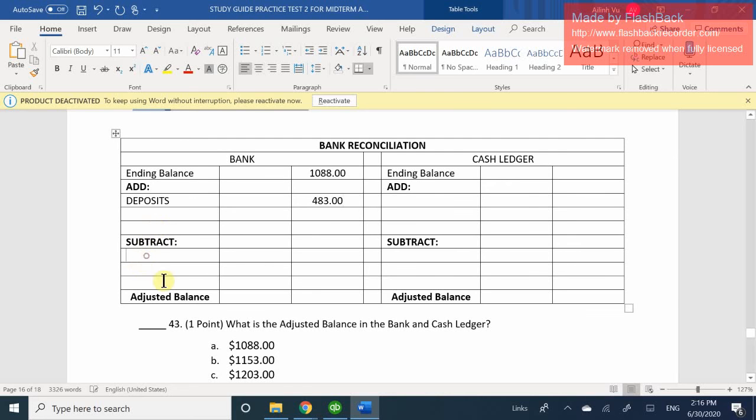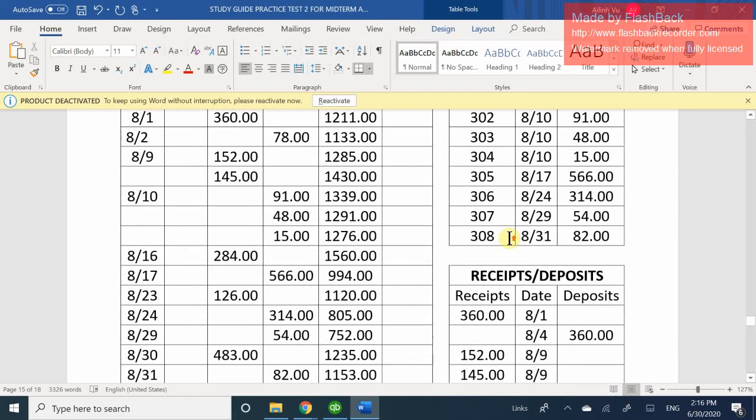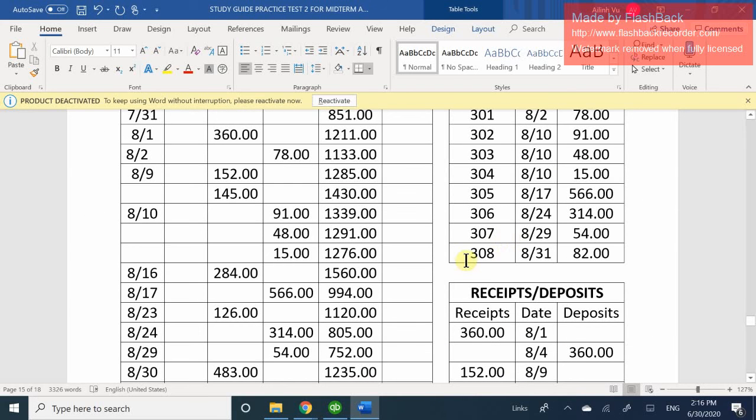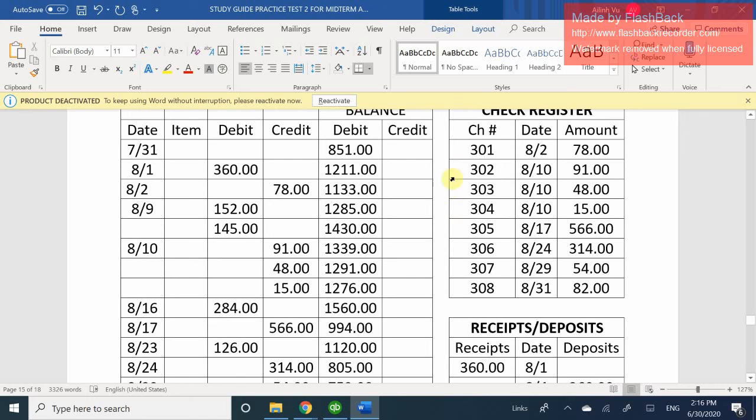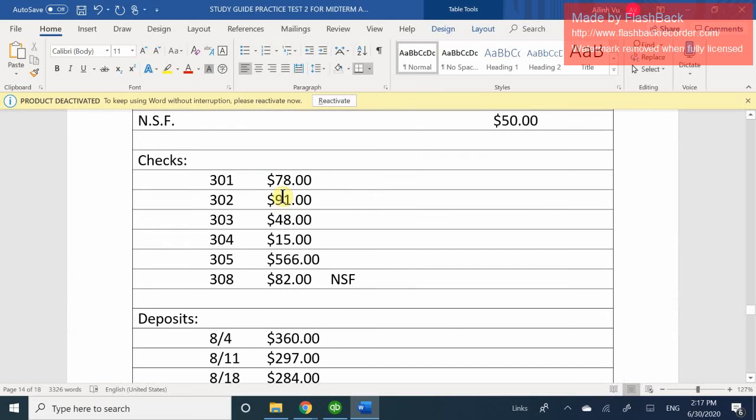What are we going to subtract? Outstanding checks. So let's go look at our check register now. We wrote a total of 8 checks: 1, 2, 3, 4, 5, 6, 7, and 8. I'm going to scroll up here and see which ones actually went through. So what am I missing?